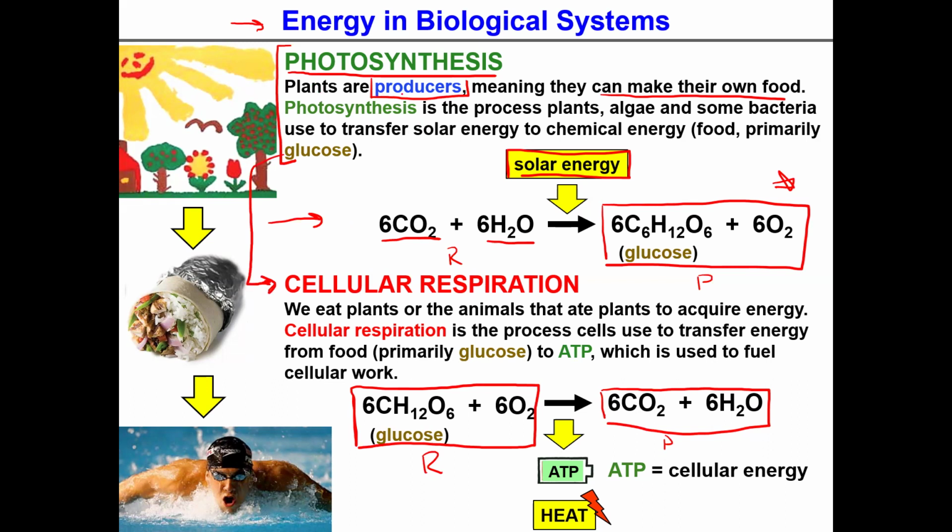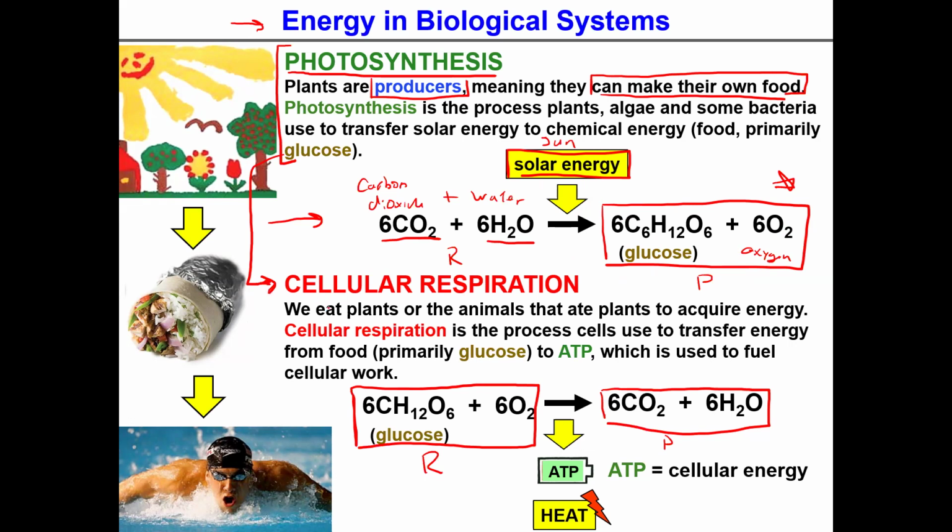Again, photosynthesis is the process that plants go through. The reason why is because they are known as producers, because again, they can make their own food. They do so by utilizing this photosynthesis equation. They take their reactants, in this case CO2, or carbon dioxide, plus water and sun. And then they produce glucose and oxygen.